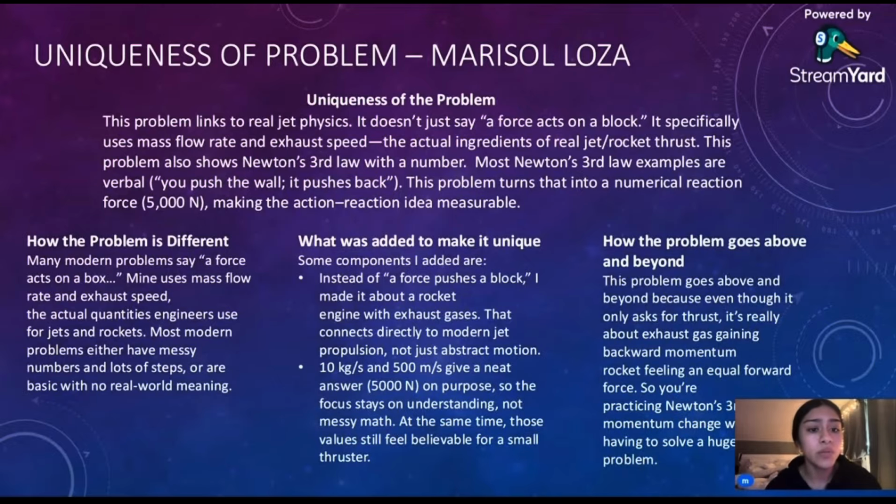Uniqueness of the problem. This problem links to real jet physics. It doesn't just say a force acts on a block. It specifically uses mass flow rate and exhaust speed, the actual ingredients of real jet and rocket thrust. This problem also shows Newton's third law with a number. Most Newton's third law examples are verbal: you push the wall, it pushes back. This problem turns that into a numerical reaction force, 5,000 newtons, making the action-reaction idea measurable.